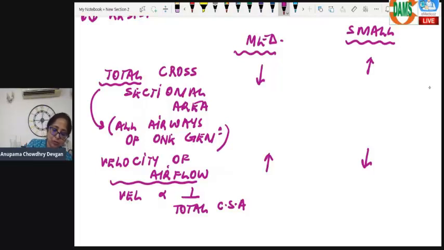Please understand two important points. I said total cross-sectional area is lesser in medium, higher in smaller-sized airways. Total means all airways of one generation. If you add them together, the cross-sectional area will be higher in the smaller-sized airways, lower in the medium-sized airways. Now, what is the relationship of velocity and total cross-sectional area? Velocity is inverse to the total cross-sectional area. So, velocity is higher in the medium and lower in the smaller-sized airways.